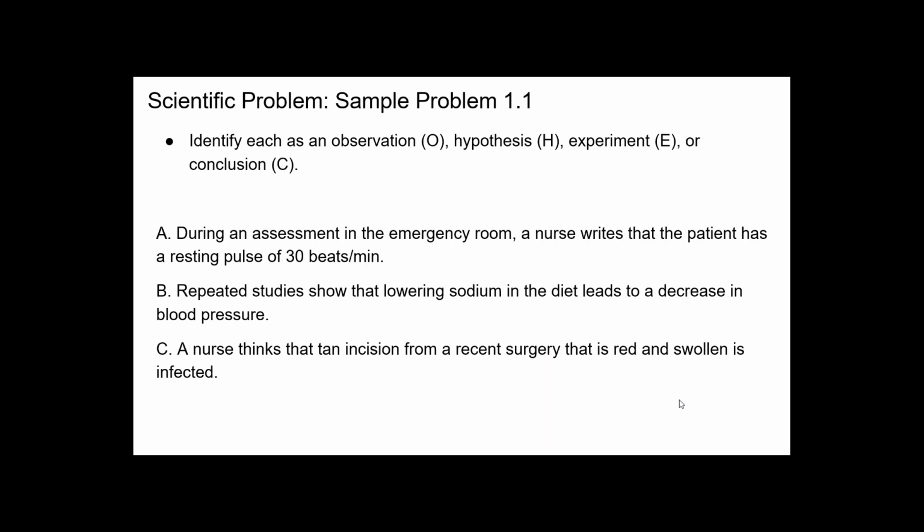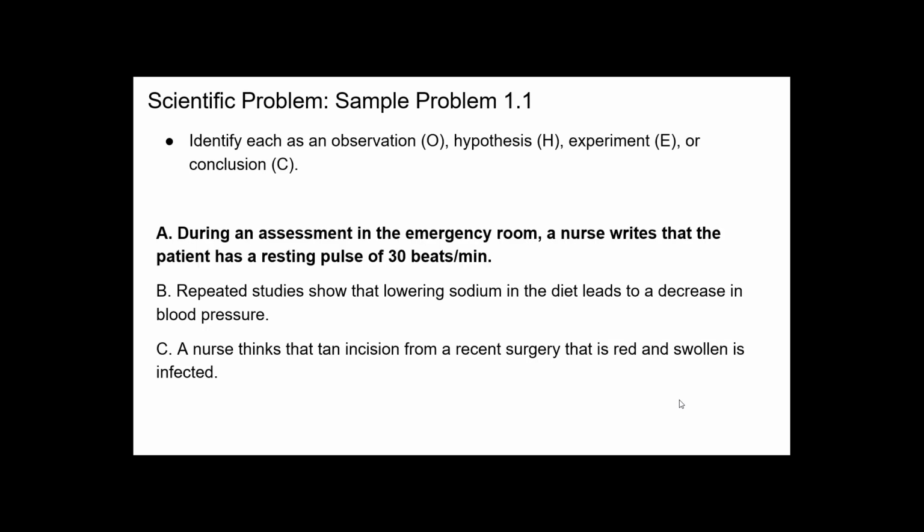Okay, so I took these questions straight from your book. Let's go through, and I'm going to give you an idea of, if I ask you questions about scientific method, you should be able to understand what I'm looking for and provide the answer. So identify each as an observation (O), hypothesis (H), experiment (E), or conclusion (C). During an assessment in the emergency room, a nurse writes that the patient has a resting pulse of 30 beats per minute. So that's the one we want to focus on here.